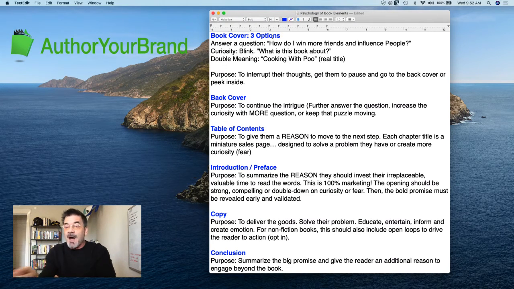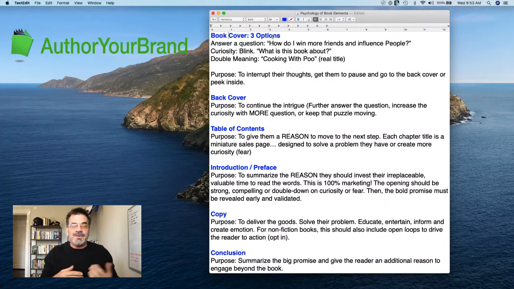And they look at a bookshelf. Oh, how do I win friends and influence people? It answers a question that they already have in their mind, so it instantly pops out from the bookshelf. The second version is a curiosity thing, like the cover of Malcolm Gladwell's book, Blink. Blink, one word, white cover. What the heck is that about? It creates curiosity, and we have a natural desire to find out what that is.